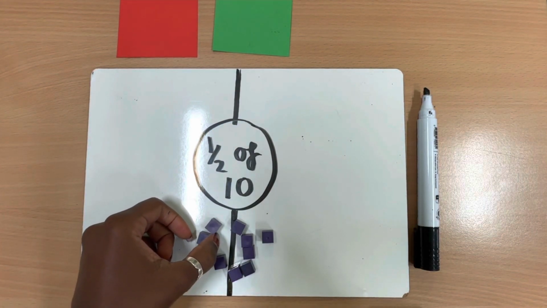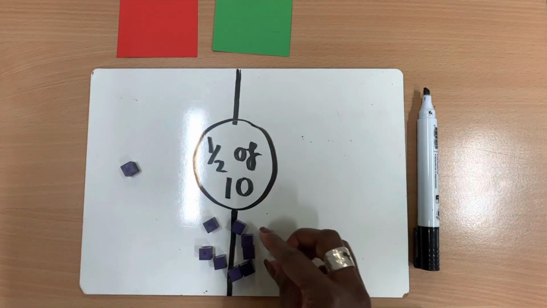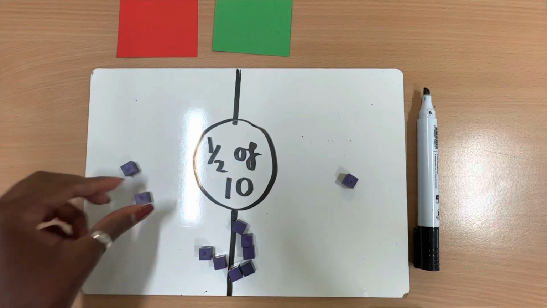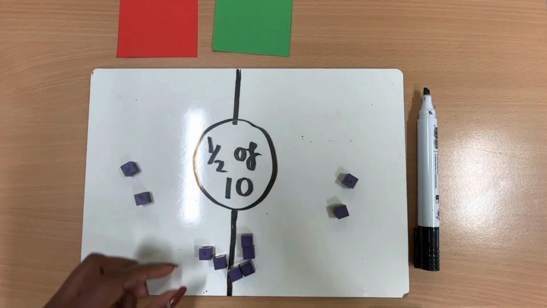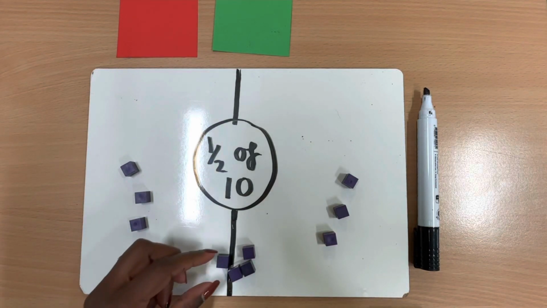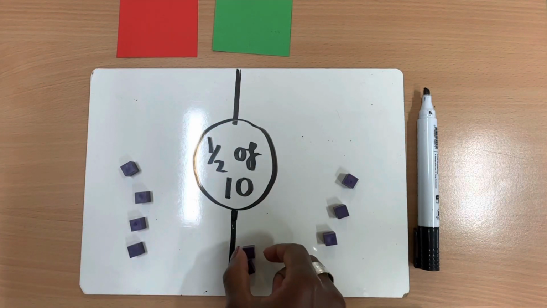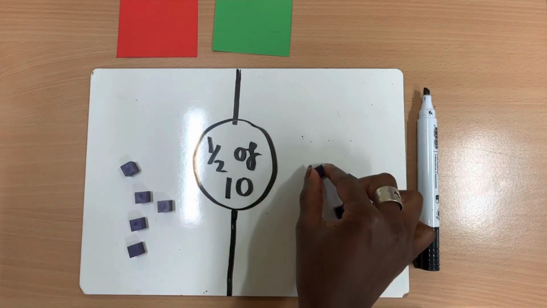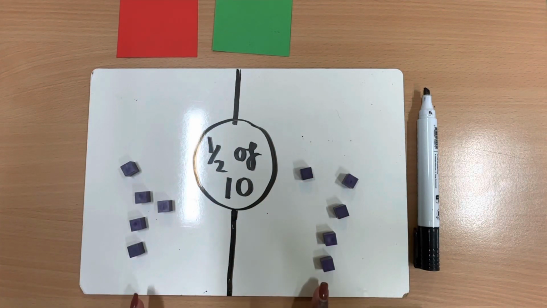So when I share, I go 1 this side and 1 this side, just to make sure that I'm fair. Remember, we want two equal groups. So 1 that side, 1 that side. We're not done sharing. 1 that side, 1 another side. 1 more here and another one here. I need to check to make sure that they're equal.